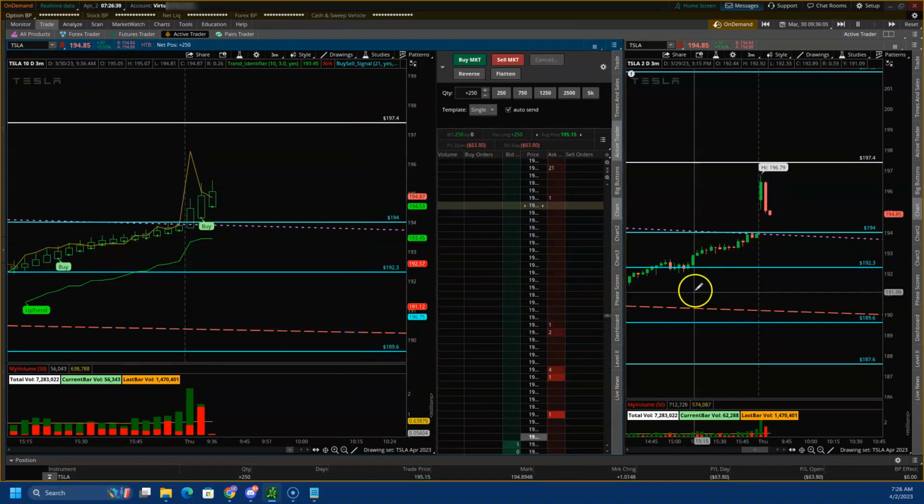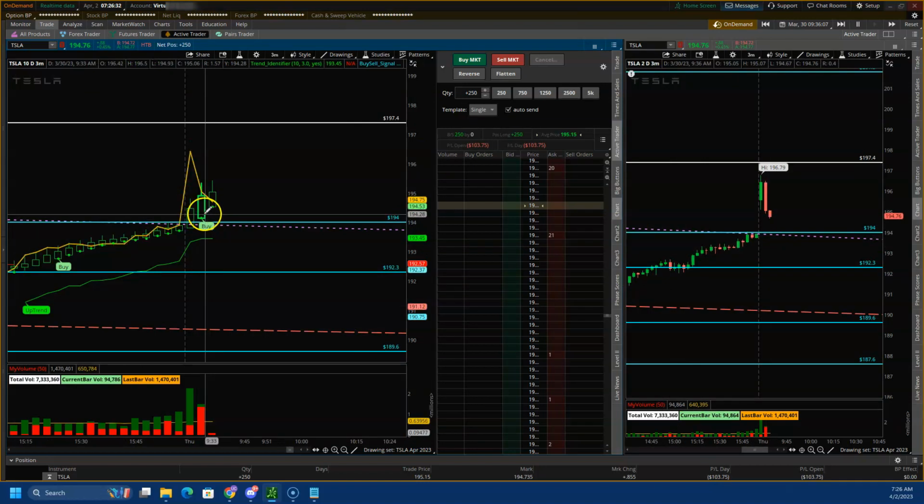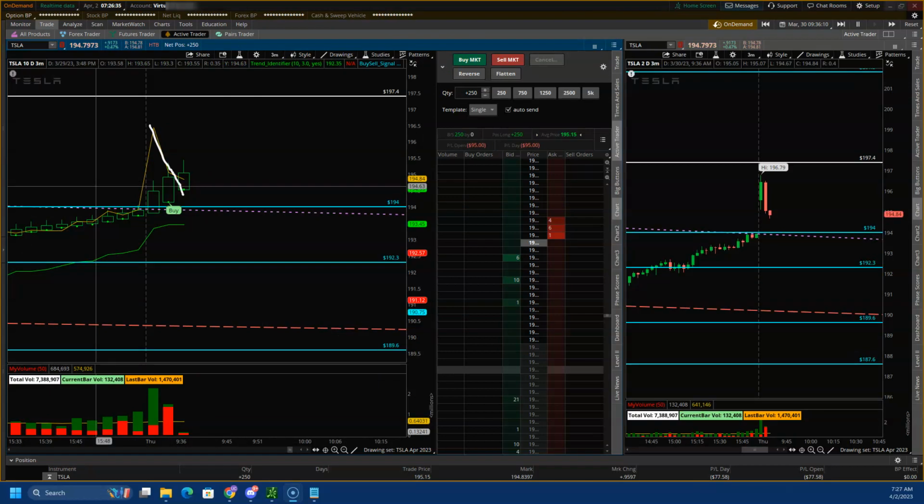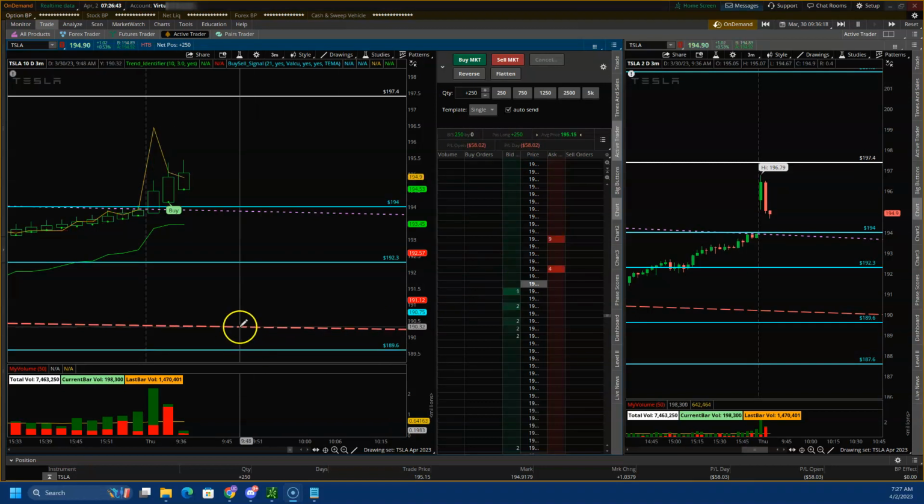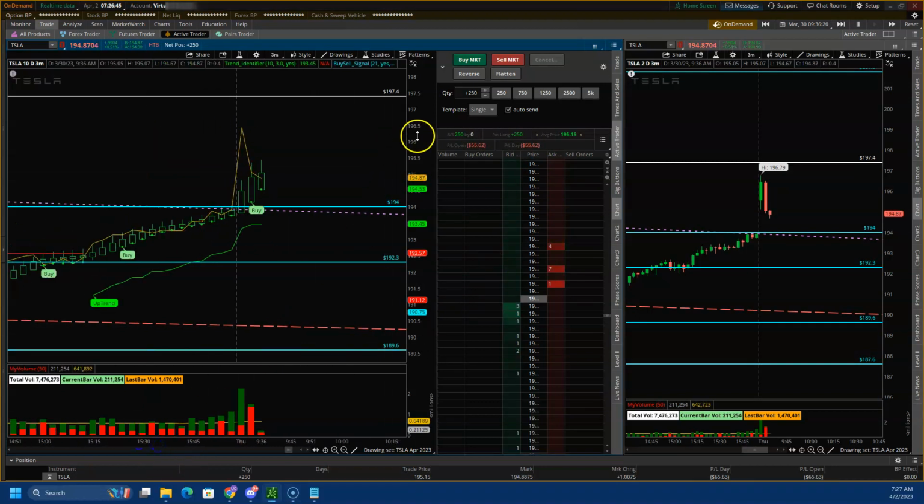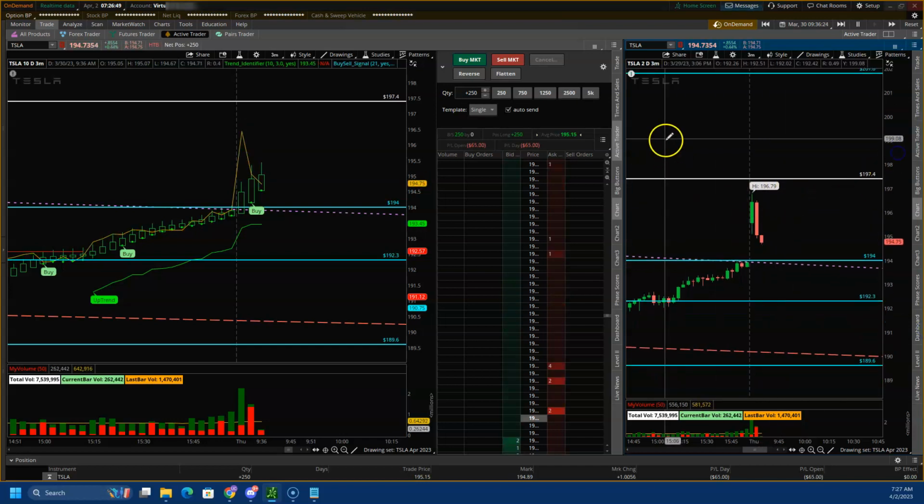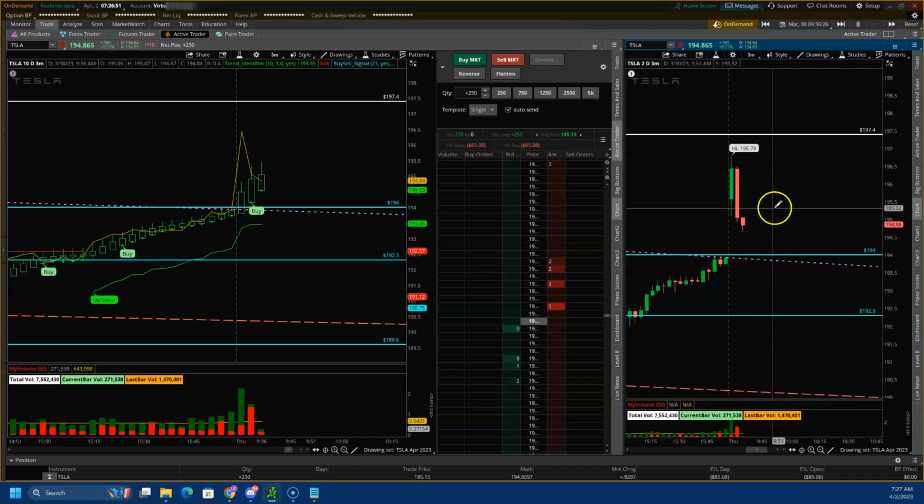So this was our pullback into the Heikin-Ashi bar, right? So price pulled back, and now we're buying it. I just bought some shares, and we'll see how this one plays out. And this is the actual candle chart right here on the right side of the screen.